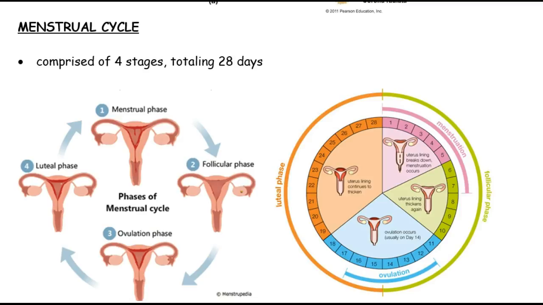Okay, so the human female menstrual cycle can be broken down into 4 stages, and some of them overlap, but we'll take a look at that. The total time for one complete menstrual cycle is 28 days. I've got a couple of diagrams here to help you understand a little bit of the initial ideas.